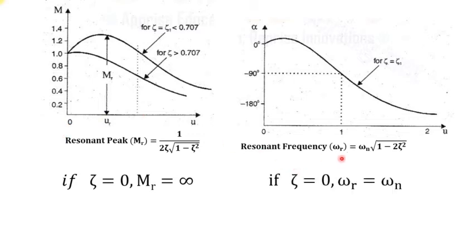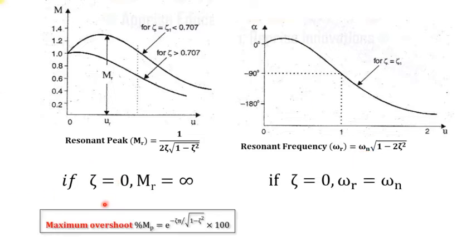Similarly, if you set eta as 0, the resonant frequency is equal to the natural frequency, am I right? Root of 1 minus 2 eta square: if you make this term 1, then omega r equals omega n. Also, we know that in time domain analysis we have one parameter called maximum overshoot. If eta is 0, substitute eta is 0 here, e power minus 0 is 1 actually. So these are the values: when the damping ratio is 0, the resonant peak will be infinity and the maximum overshoot will be 1.